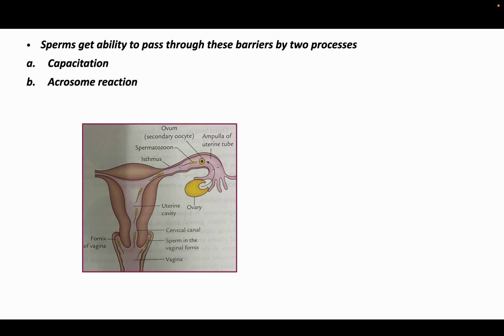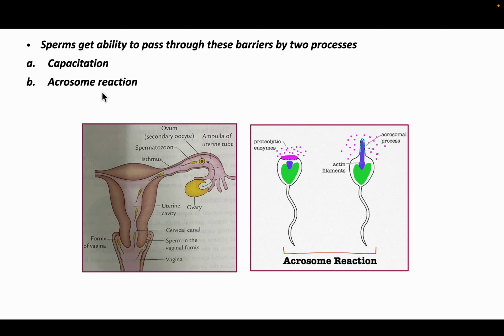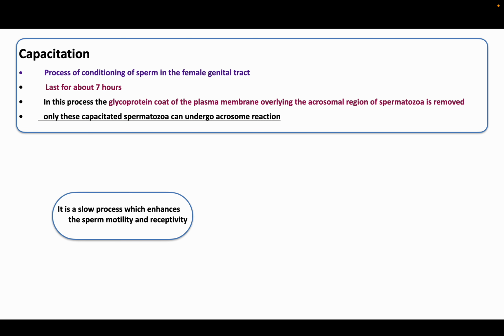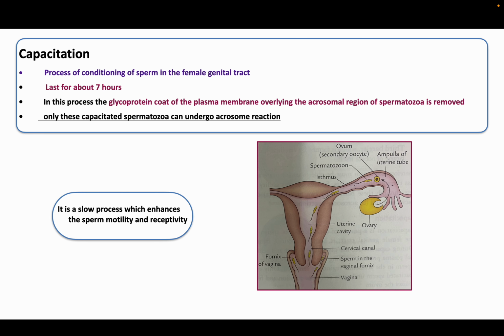Then sperms get the ability to pass through these barriers by two processes, that is capacitation and acrosomal reaction. So what is capacitation? It is the process of conditioning of sperm in the female genital tract, which lasts for about 7 hours. In this process, the glycoprotein coat of the plasma membrane overlying the acrosomal region of the spermatozoa is removed. Only these capacitated spermatozoa can undergo the acrosome reaction. It is a slow process which enhances sperm motility and receptivity. Basically, this is the conditioning of the sperm.